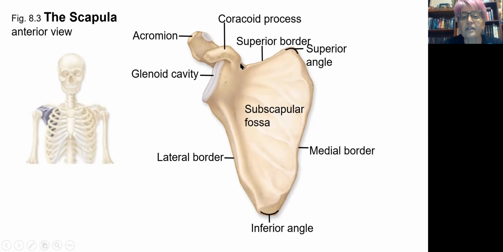And then there's a little scapular notch right there. The edges of the scapula are called borders. So we've got a lateral, a medial, and a superior border. And then these little corners are called angles, and we've got a superior angle and an inferior angle down there.